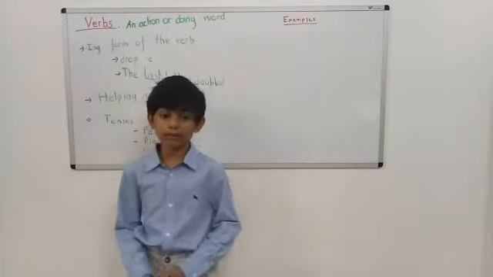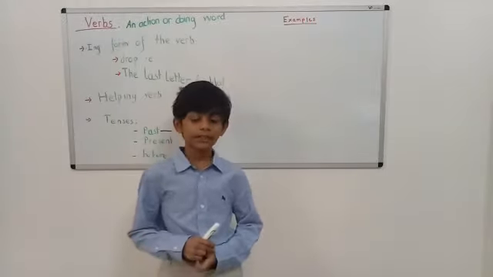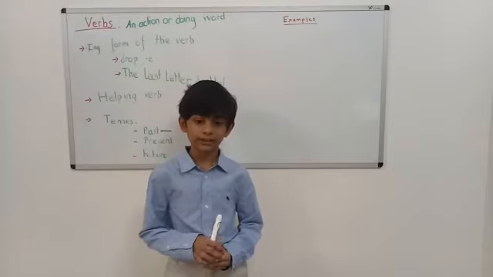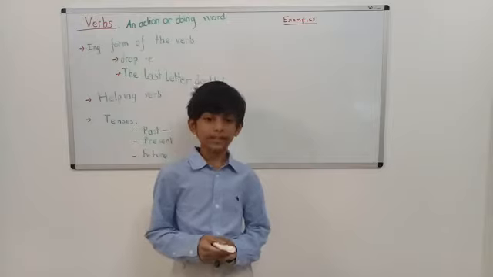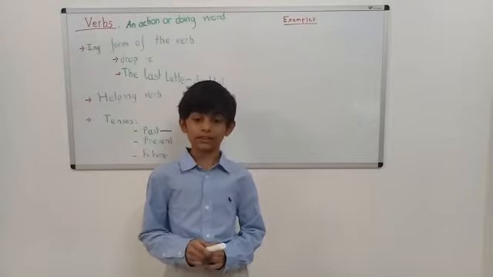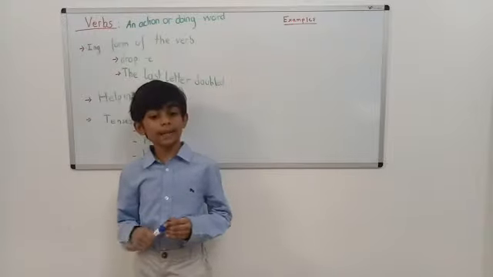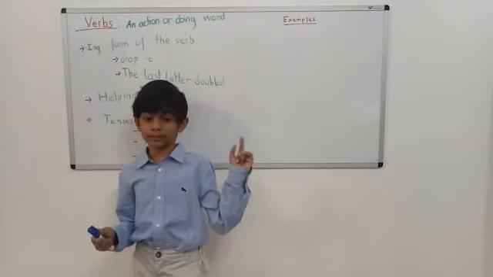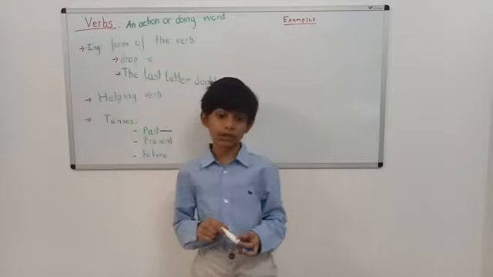Now I'm going to teach you about the future tense. When a verb refers to future time, it is said to be in the future tense. Examples are, she will play, I shall go, and he will fall. The main verbs in those examples are play, go, and fall. The helping verbs are will and shall.